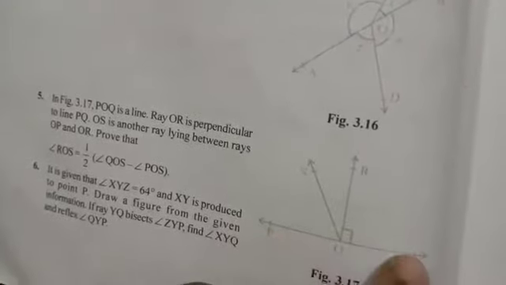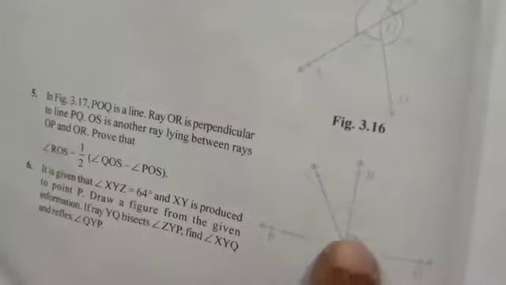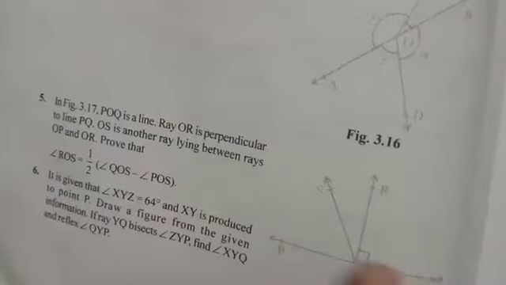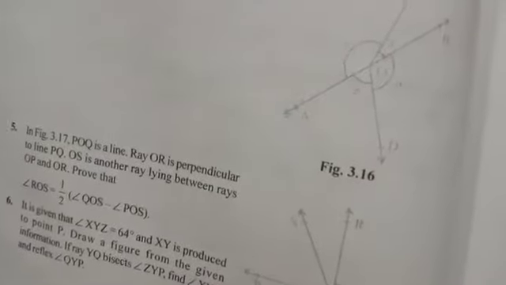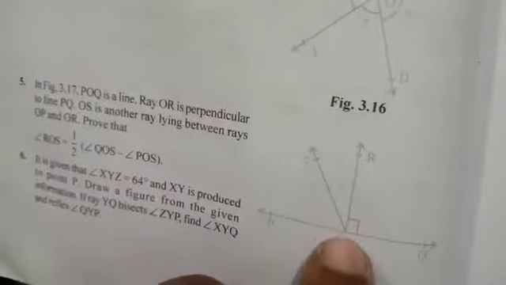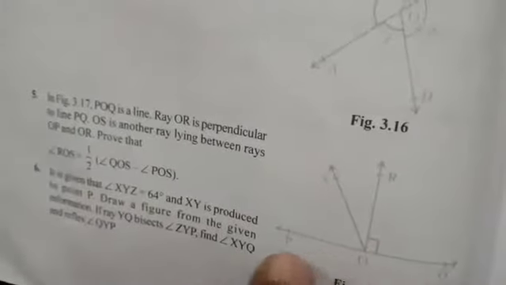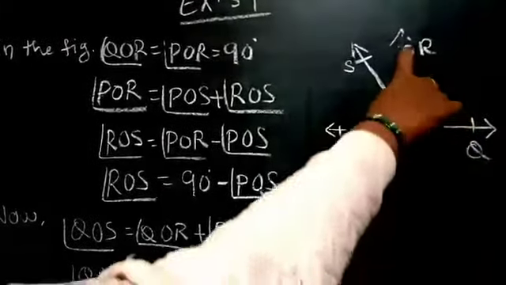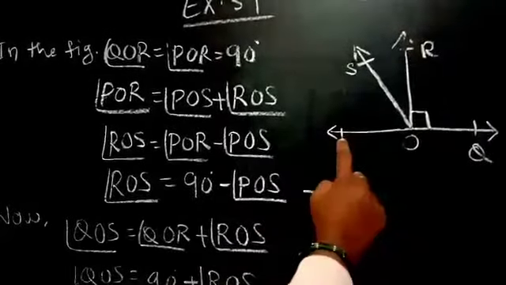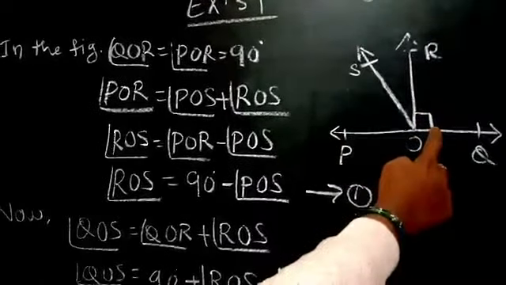Fifth question, from this figure, POQ is a straight line. In this line, OR is perpendicular to PQ. So OS is also one more line we have. So here OP and OQ, the rays we have like this. Then we have to prove ROS angle is half of QOS minus POS. Here OP and OQ are rays and OR is perpendicular to POQ. So this is 90 degrees.